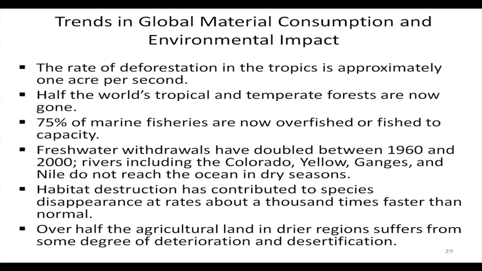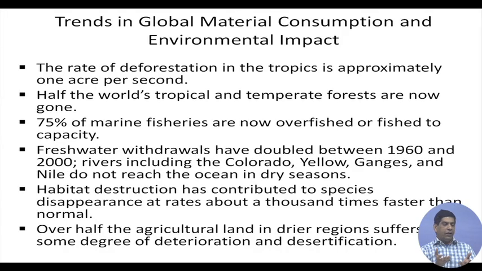If you think about the Indian context as well, wherever you go in India, our groundwater resource is getting depleted at a very alarming rate. First, if you had water at 30 feet, now you go to 50, 60, 70 feet and you don't see water. Many of these rivers are not reaching the ocean in the dry season. That's the Nile, even the Ganges, the Colorado River, the Yellow River. During the dry season, you don't see them reaching the ocean. Habitat destruction has contributed to species disappearance at a rate about 1,000 times faster than normal.